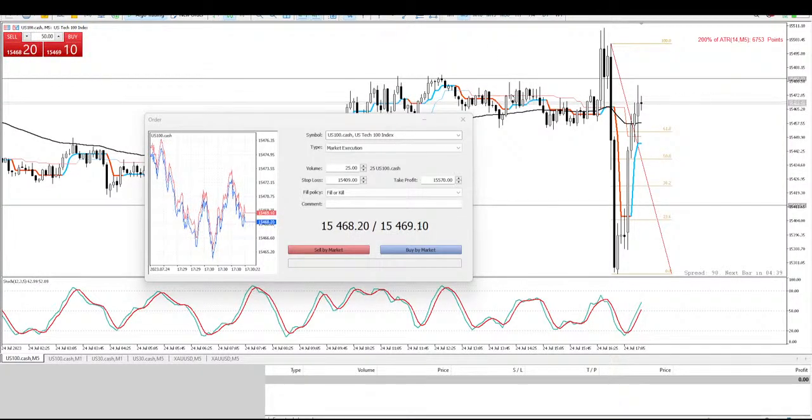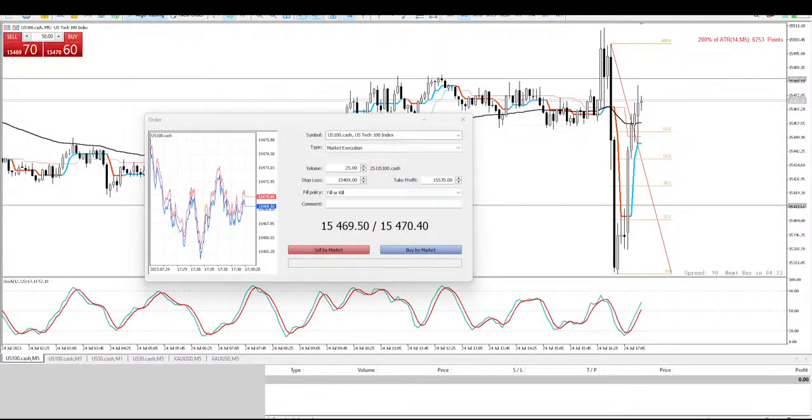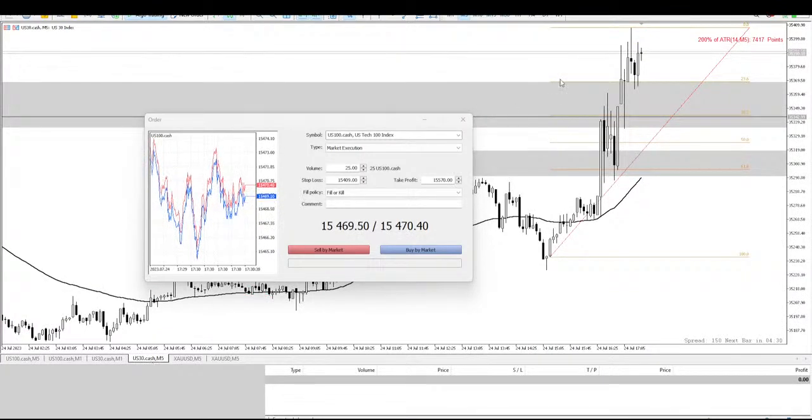Yeah, there's just too much crap in this area here. It's just too messy to confirm that long.